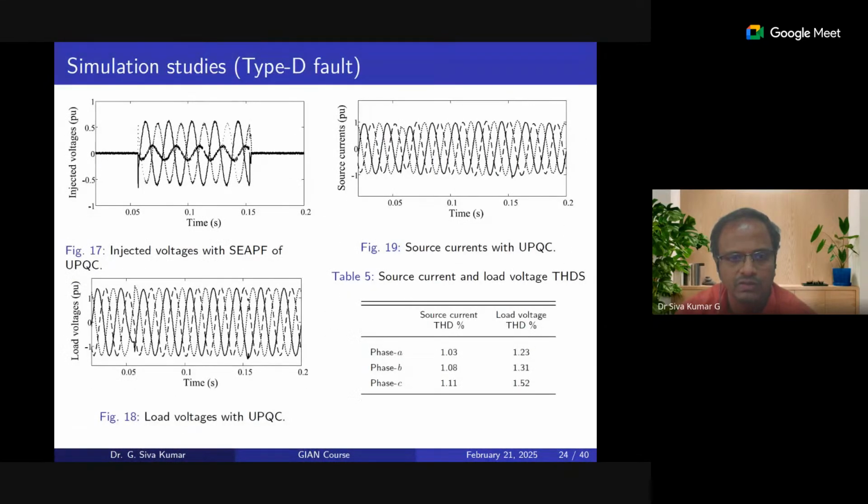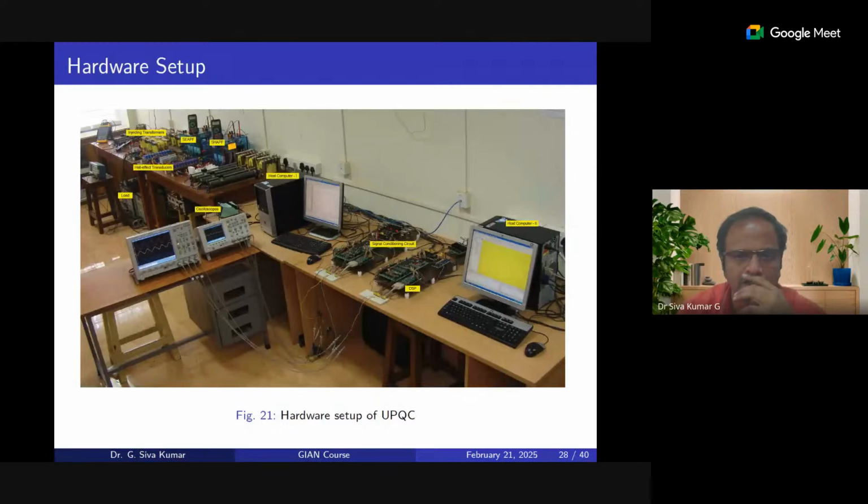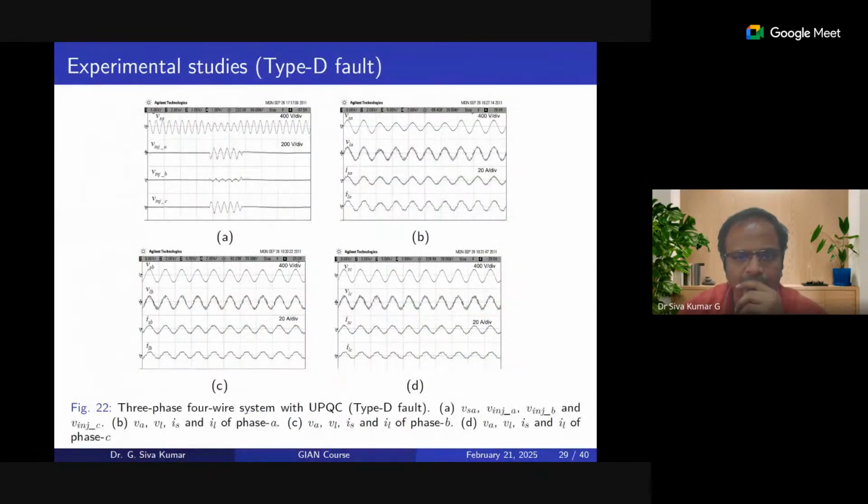I'll just show you the results. These are the experimental setup which was built during my PhD. See, these are the results. You can see the voltage having a sag at this point. We have created the voltage sag for a very few number of cycles. This is the injected voltage at the A phase, the injected voltage at the B phase, and the injected voltage at C phase.